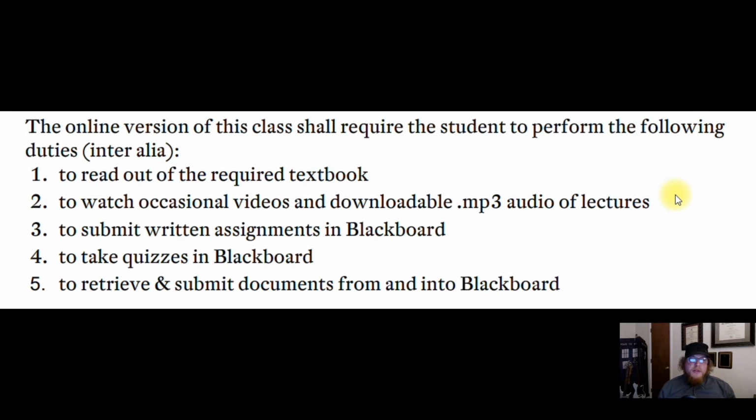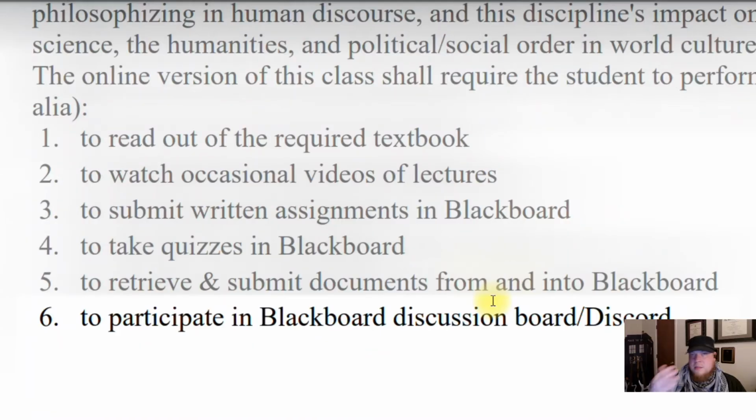The third thing you'll have to do is submit written assignments in Blackboard. We'll get into that later in this video, namely the weekly analyses assignments. Fourth, you'll have to take quizzes in Blackboard, which we'll also talk about later in this video, and how to do that, where to find them. And finally, fifthly, you'll need to be able to retrieve and submit documents from and into Blackboard. And a sixth item that you'll see explicitly stated here is to participate in the Blackboard discussion board and/or Discord, which I'll talk more about explicitly when I get to assignments.